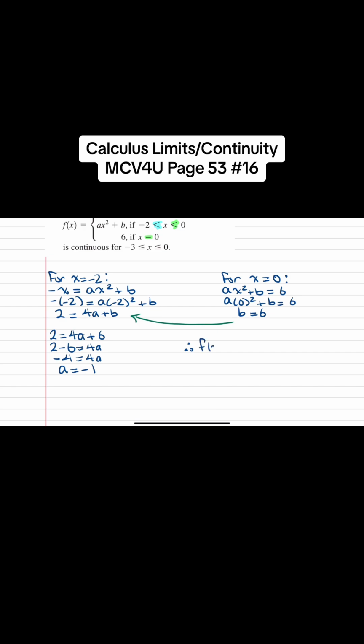Therefore, as a concluding statement, we can say that the function is continuous for the interval -3 to 0 inclusive when a is equal to -1 and b is equal to 6. Therefore, that would be your concluding statement.